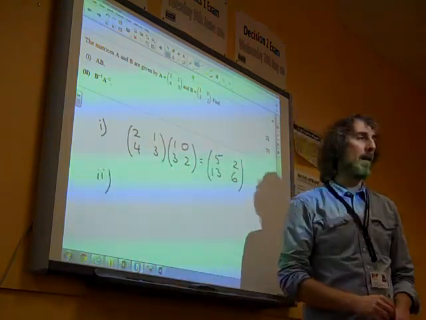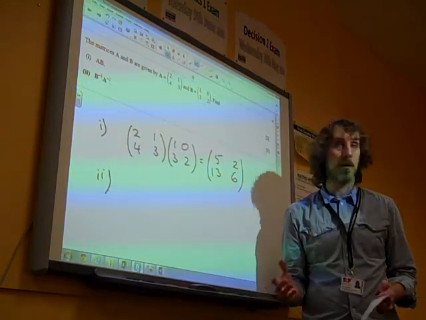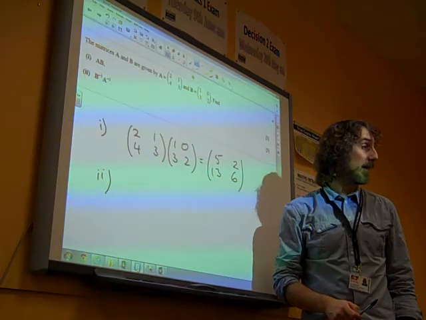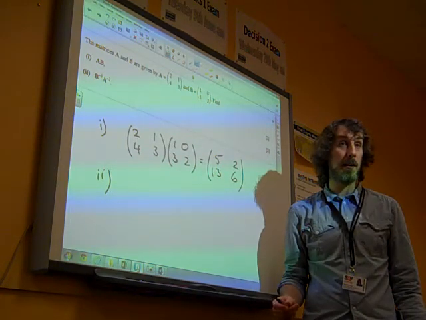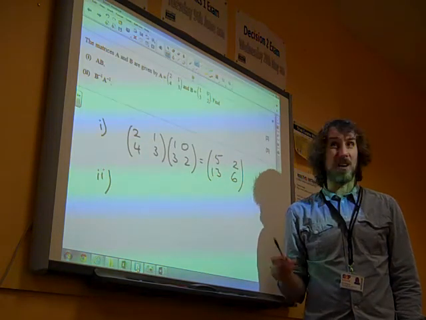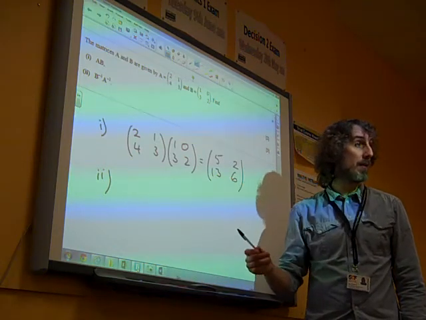Part 2. Now, of course, we have a number of choices about how we do this. We have A and B. So we could find the inverse matrices of A and B and multiply them together. It's probably quite a long way round to do it. It's only 3 marks. But we could do that. It would work.